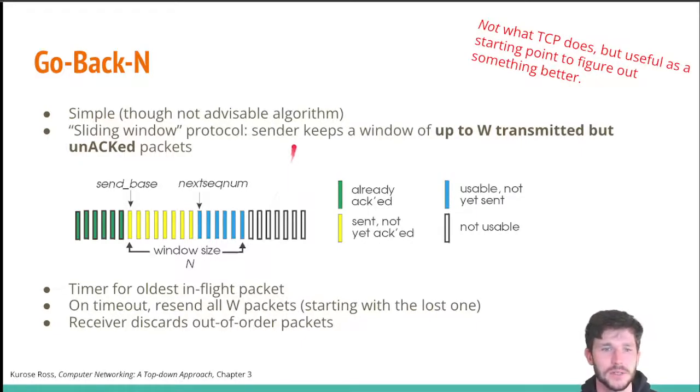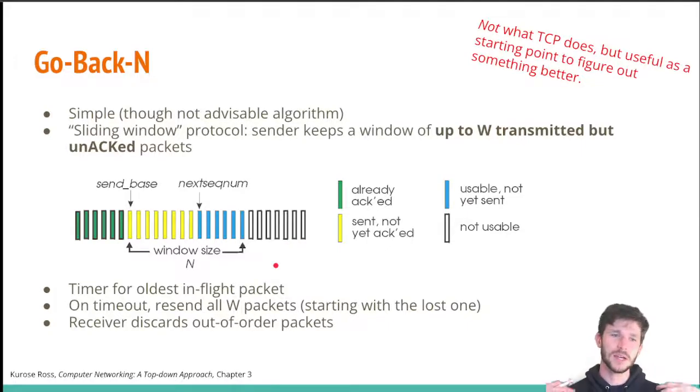Here we see this view of some sequence of packets. This green set of packets on the left is already sent and acked. This yellow set of packets is inside of the window. Notice the window starts from the first packet that hasn't been acked yet, and this is the set of packets that have been sent but not yet acked. These blue packets haven't been sent yet, but they are eligible to be sent. Packets past the window are not usable yet. We can't send them yet.